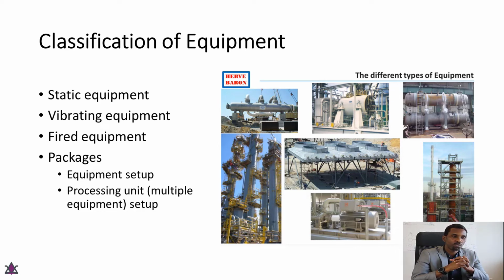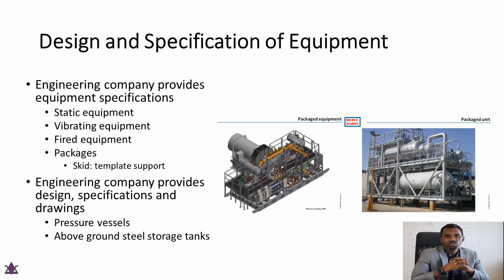First of all, we have static equipment, we have vibrating equipment, we have fire equipment, and we have packages. With respect to the packages, we have 2 types. We have equipment packages and we have processing unit packages. So you see briefly on the screen the various kinds of equipment. Some of these equipment are powered by a heating source, while others are not. Like a fractionating column is a fire-powered equipment, while there are some other equipment that are not. You also have vibrating equipment such as pumps and compressors and the likes. So if you look to the right of your screen, you are going to see 2 different kinds of equipment.